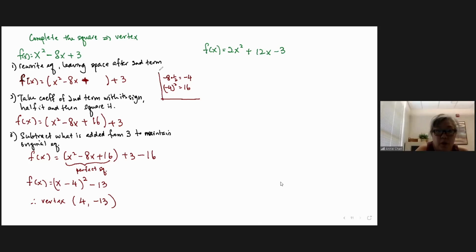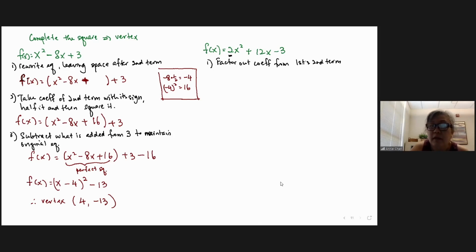Okay, so this is a simpler one. Now we're going to do the more complex one, okay? So this one, same thing. Because we have a coefficient here, we have to factor out the coefficient from the first and second term. These might be the two examples you want to put into your reference sheet. It's short enough and not so complex, okay?